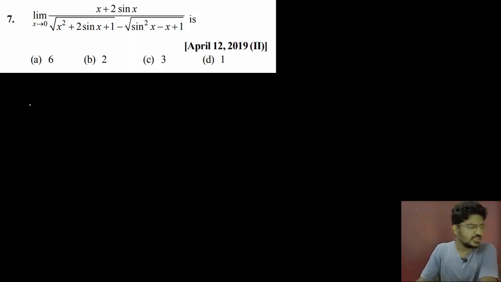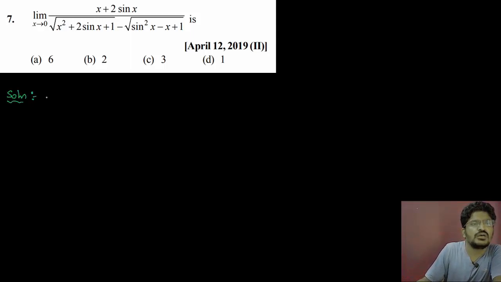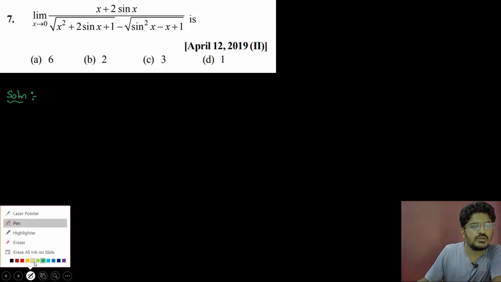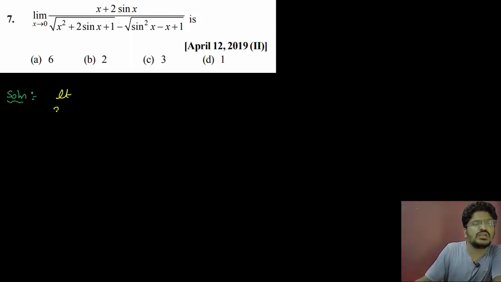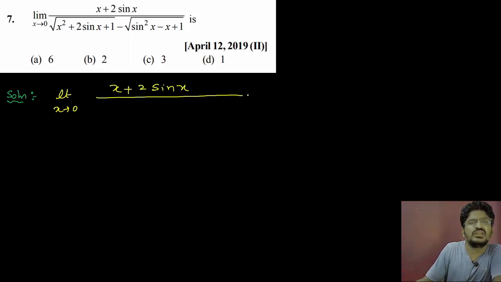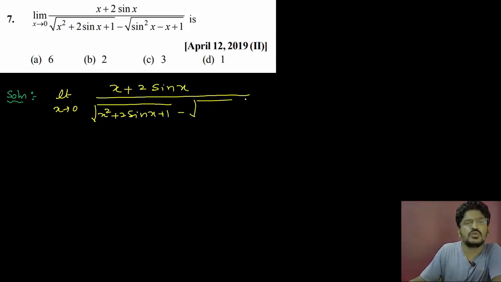Now we have to solve the 7th problem, that is limit x extending to 0, (x plus 2 sin x) divided by (square root of x square plus 2 sin x plus 1 minus root of sin square x minus x plus 1).